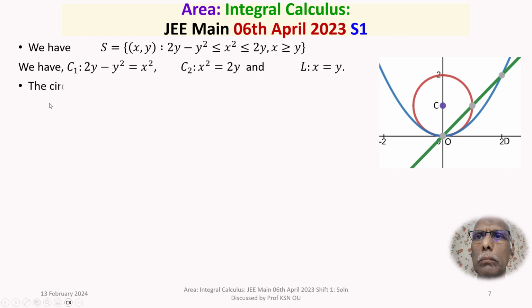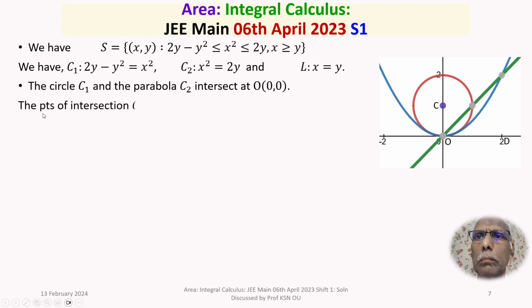So now first, the circle C1 and the parabola C2, where do they intersect? The circle C1 and parabola C2 intersect at the origin, that is 0, 0. The points of intersection of the circle C1 and the line L are these 2 points. So what are they? Solve. This is the circle equation, and x is equal to y, x square is equal to y square is the equation of the line.